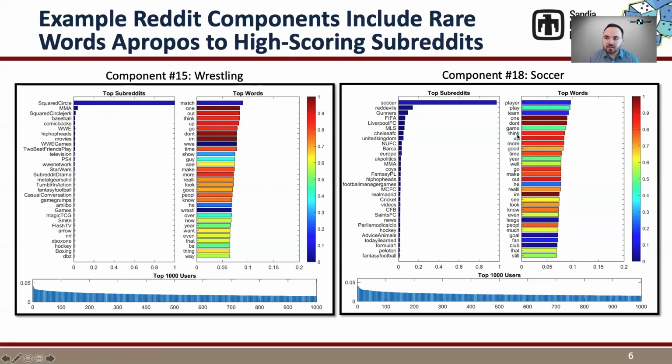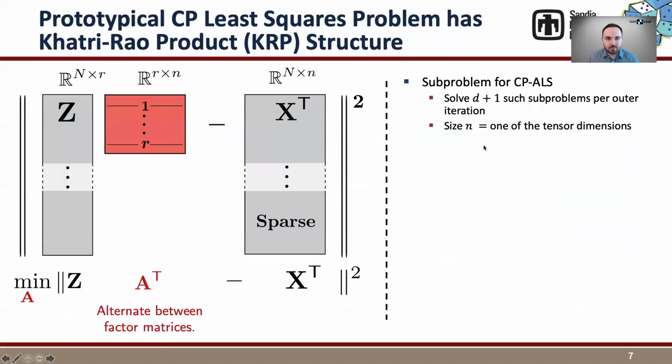So these are some of the things that we can kind of get out of these decompositions once we run them. And now we're going to return to how do you actually find the CP decomposition?